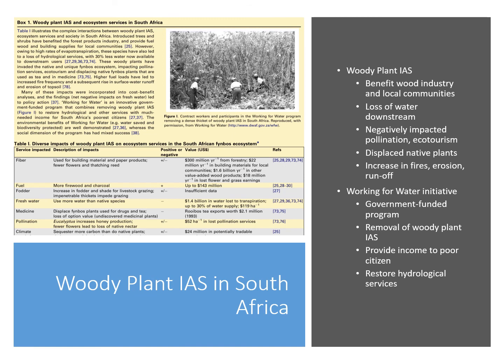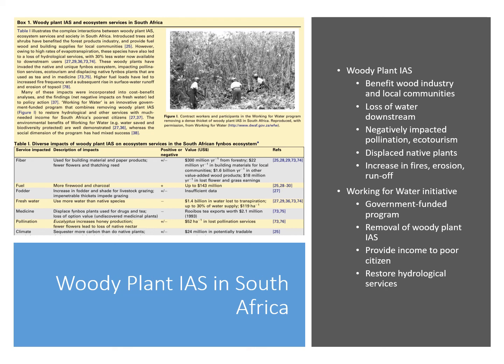One example of direct measures being taken to control invasive alien species is the removal of woody plant IAS in South Africa, shown in the image to the left. Woody plant IAS does benefit the forestry industry and provide wood to local communities, but it is very detrimental to the ecosystem, including loss of water downstream, negatively impacting pollination and ecotourism, displacing native plants, and increasing fires, erosion, and runoff.